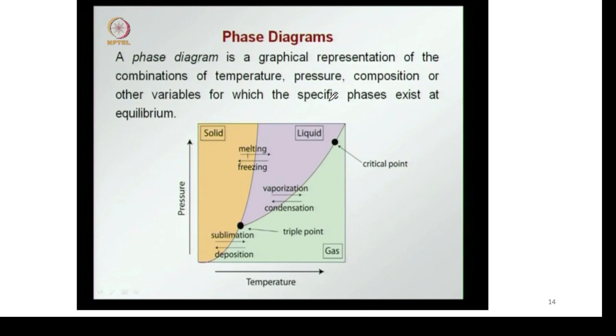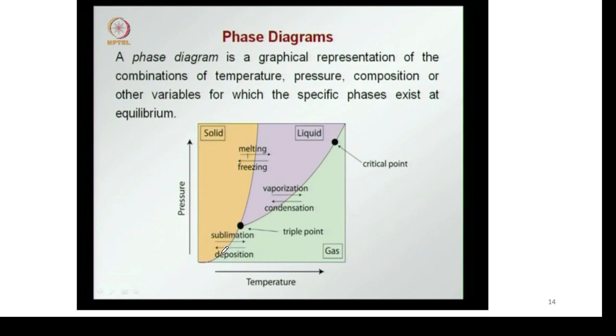Let's move forward. So this is the phase diagram. You can see it here. The phase diagram is a graphical representation of the combination of temperature, pressure, and composition, or other variables, for which a specific phase exists at equilibrium. Right? Temperature on the x-axis, pressure on the y-axis. When we play with any material using different temperatures and pressures, we can convert them into different phases, right? Solid, liquid, gas. Okay, when the temperature increases, obviously everything becomes gas, right?